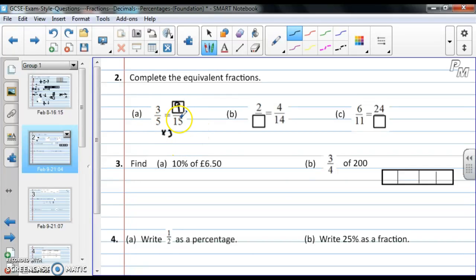So for this one, when I multiply by 3, I get 9. For this one, 2 times 2 gives me 4. And then to find out, I need to think, what do I multiply by 2 to get 14? That's going to be 7. Other way I can think about that is 14 divided by 2 gives me 7. For this one, I have to multiply by 4. So times 4 gives me 24. 11 times 4 gives me 44.